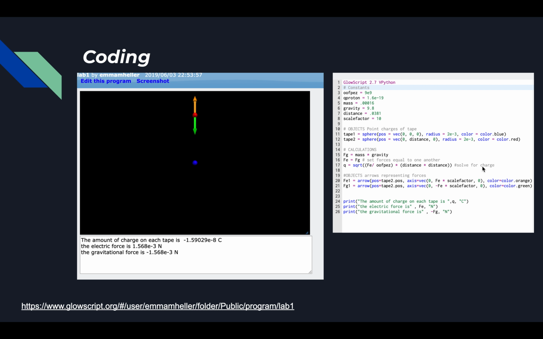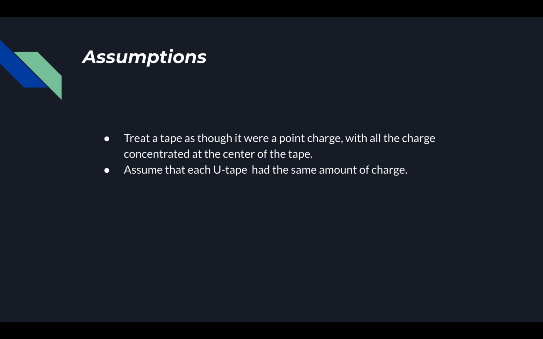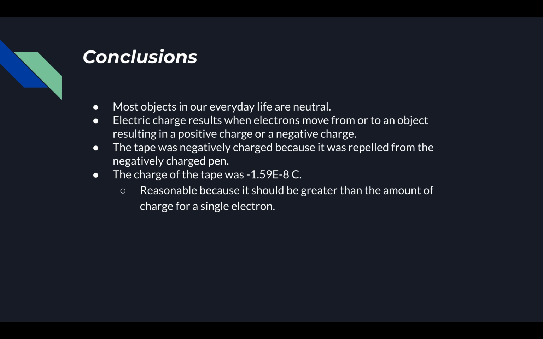I then solve for the charge on each tape in my code as seen here, and then I just printed the results. So some assumptions that I had to make for the calculations was that the tape was a point charge, so all the charge was just concentrated at the center of the tape. And then I also had to assume that the U-tapes that I used both had about the same amount of charge, which was a reasonable assumption since they were the same material and also approximately the same length.